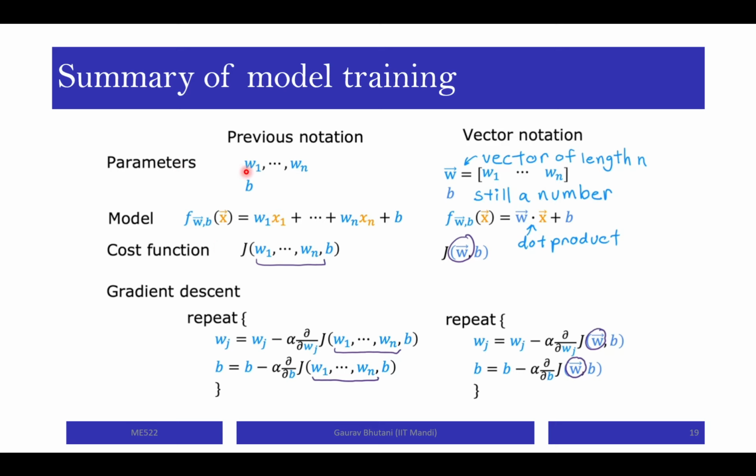We have parameters w1 to wn and a b. The model looks like this. The model equation is basically saying that f, which is the price of the house, is evaluated: if you give me some features x, I can tell you what the estimated price of the house is using this formula.